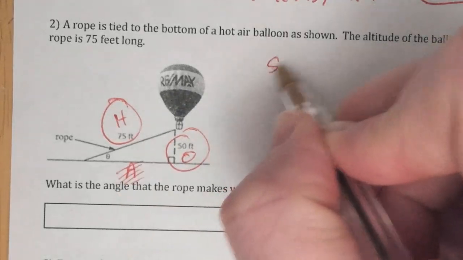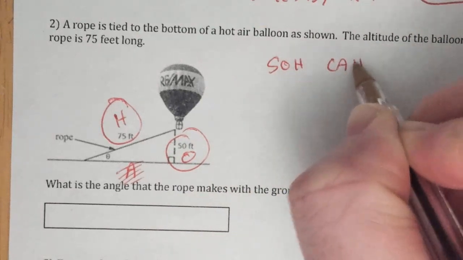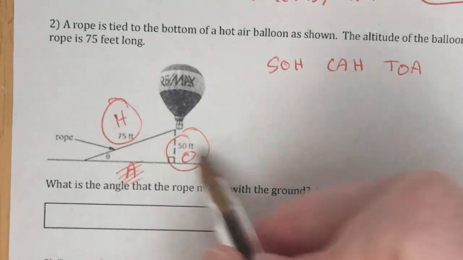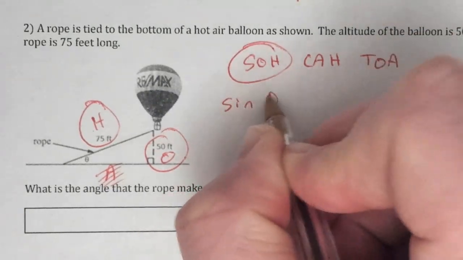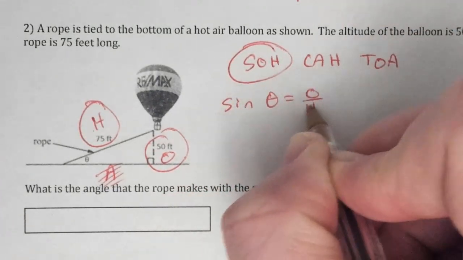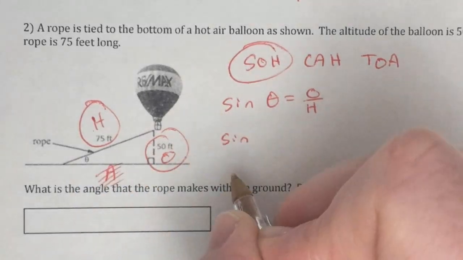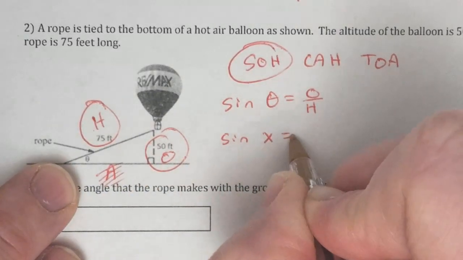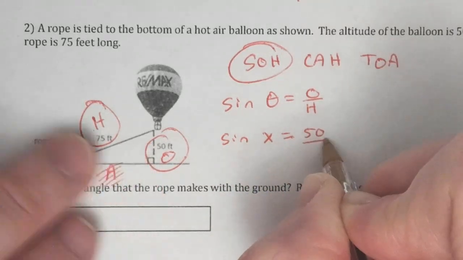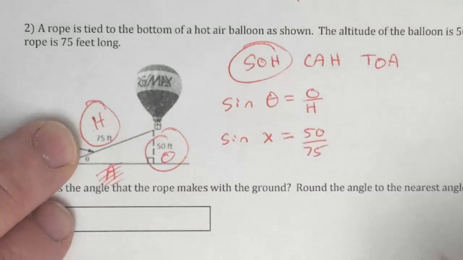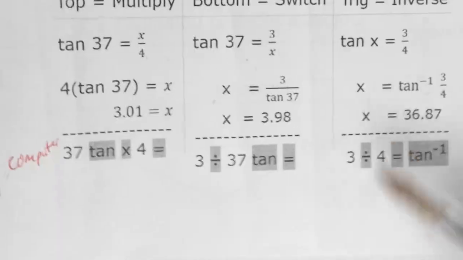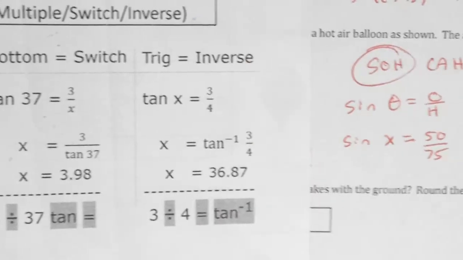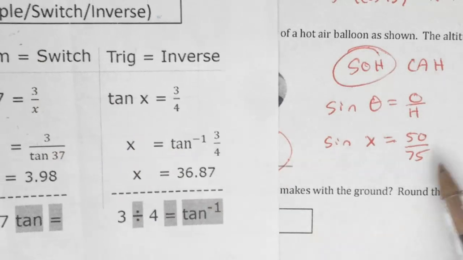So for SOH CAH TOA, which one has an H and an O? That'll be SOH. Write out the equation: sine of theta equals O over H. I don't know what theta is, so let's call it x. O was 50, H was 75. Now, is x on the top, the bottom, or with the trig? It is with the trig.